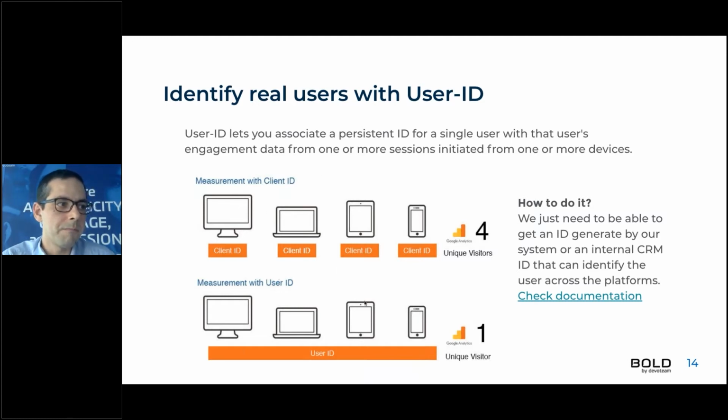So if you look at the image, we are talking about measuring with client ID, that is the default version, is the identification generated by Google, a random number. We have 4 unique visitors because it's 1 per each device. If we activate the user ID, we can monitor this user across all these different devices. So we are able to identify that in all these devices we have only 1 user, and all the analysis that I was sharing with you can be focused on people and not on a couple of devices.